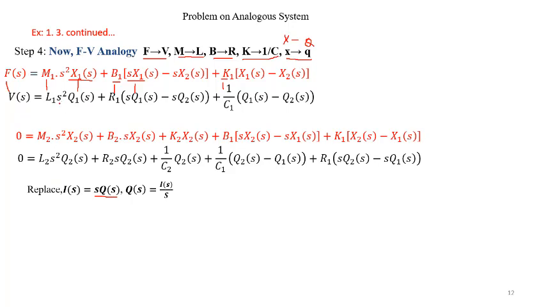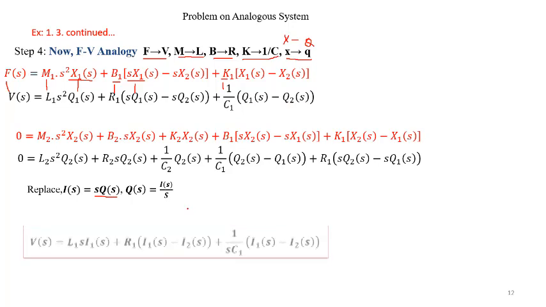So where are we going to do this? Here we are having S square into Q of S, that is S into S Q of S, so it will be replaced by S into I of S. Here S into Q1 of S is there, it will be replaced by I1 of S. S into Q2 of S will be replaced by I2 of S. Here just Q1 of S is there, it will be replaced by I1 of S by S. Q2 of S will be replaced by I2 of S by S. Let's see how it will be.